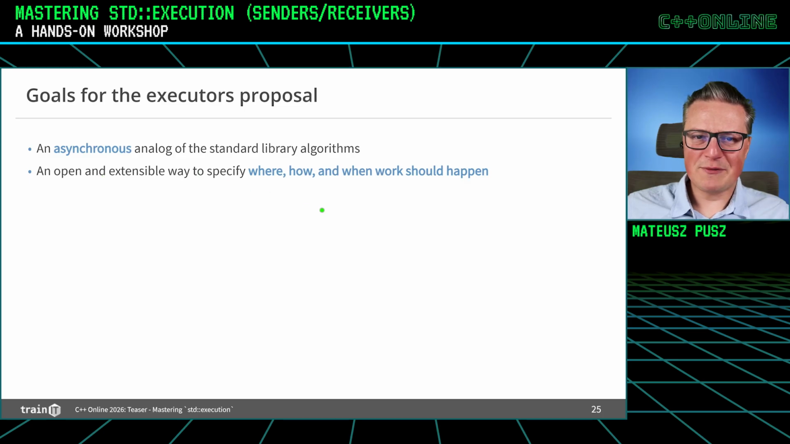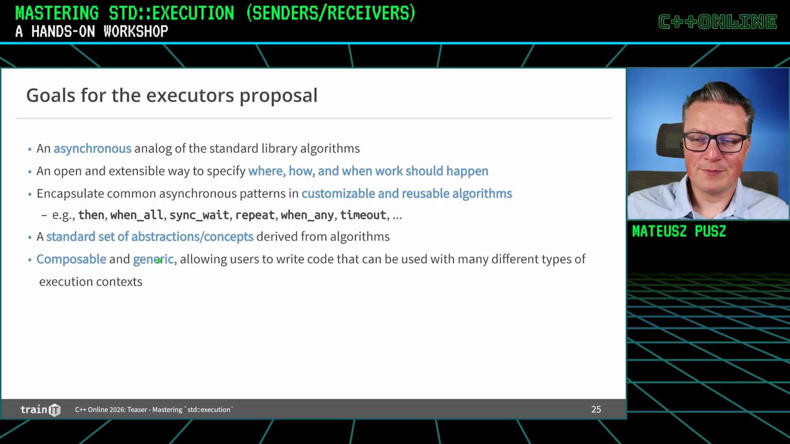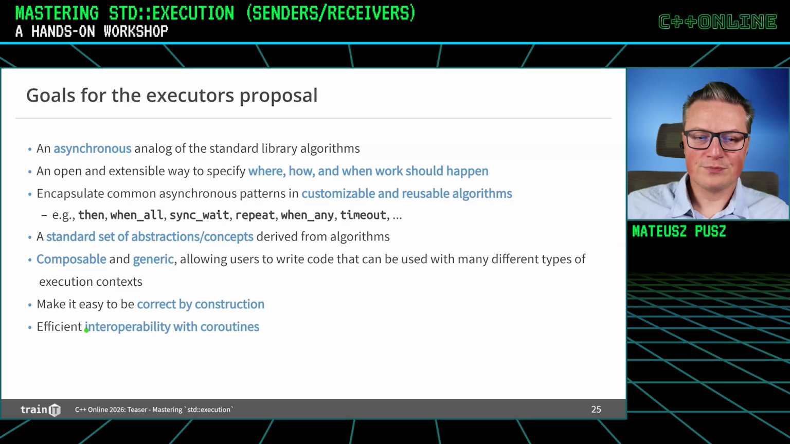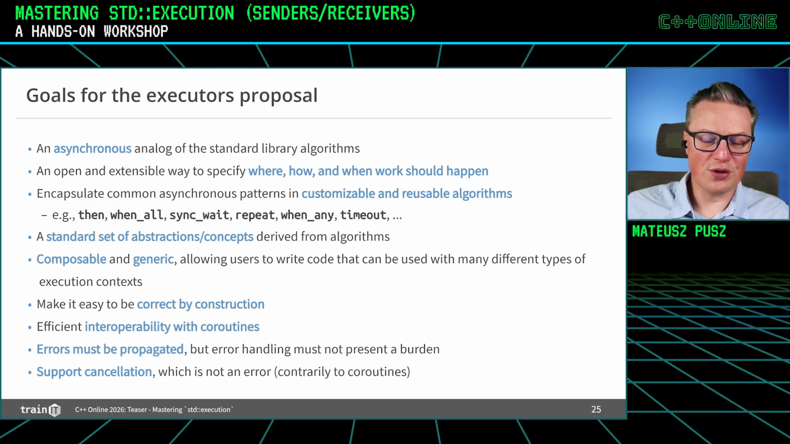This is an open and accessible way to specify where, how, and when the work should happen. It encapsulates algorithms like then, when all, sync wait, repeat, when any, timeout, and so on. A standard set of abstractions, concepts derived from algorithms. They will be composable and generic. They should be easy to get correct by construction. It should be efficient to work with coroutines. Errors must be propagated, but should not be a burden for the user. And they should support cancellation, which coroutines do not support. All right. Cancellation is not an error. It's just work that is no longer needed.